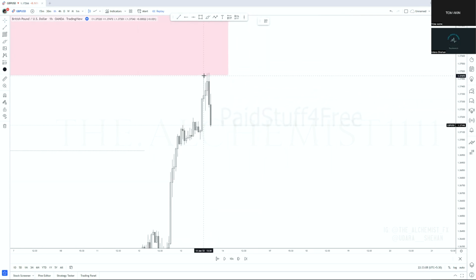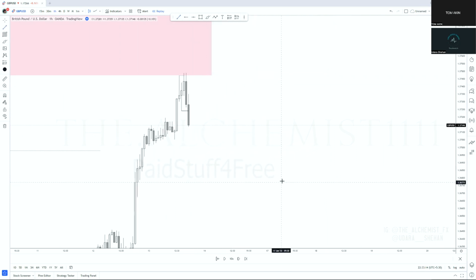Tapped into the weekly, gave you a stop run and a breakout structure. Can you see it? Stop run and a breakout structure. So what is this now? A strong high created within a weekly point of interest. Is that clear?